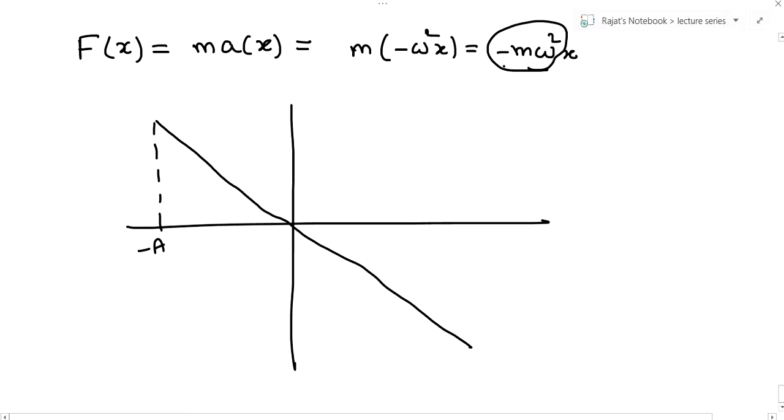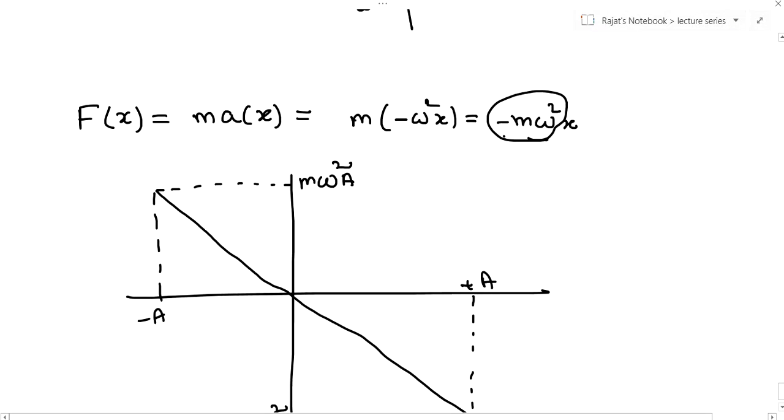When it is at minus a, then force is in the positive direction and the value is m omega square a. When it is at plus a, then force is in the negative direction and the value is minus m omega square a. Okay, very simple. I'm sorry, this is minus m omega square into a. Okay, so let's move further.